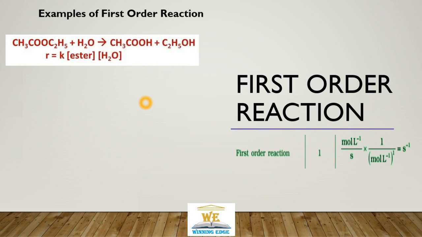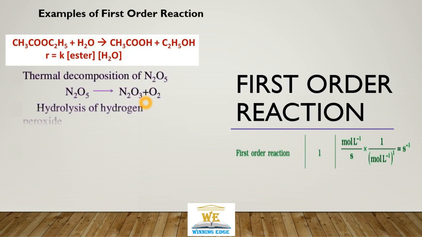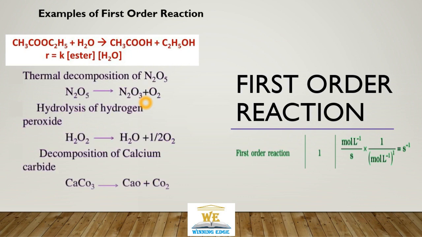The examples are hydrolysis of ester, thermal decomposition of nitrous pentoxide, decomposition of hydrogen peroxide, meaning it decomposes into water and oxygen, and decomposition of calcium carbonate, so we are getting calcium oxide and carbon dioxide.